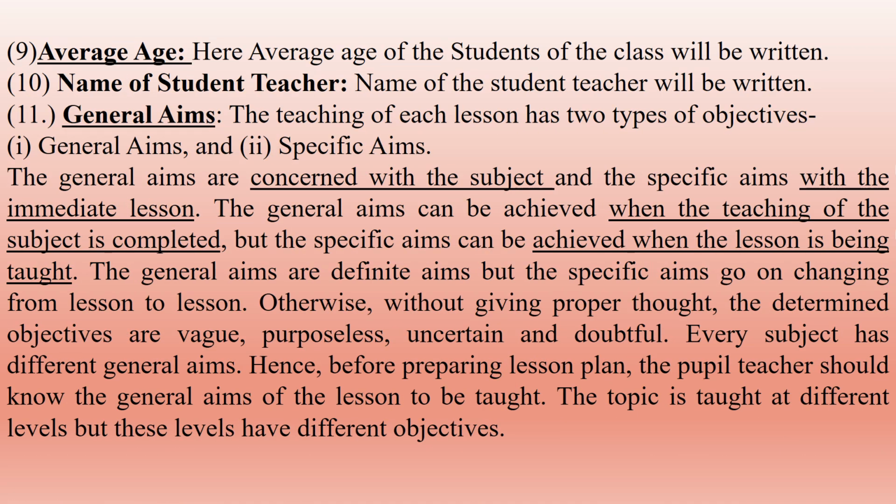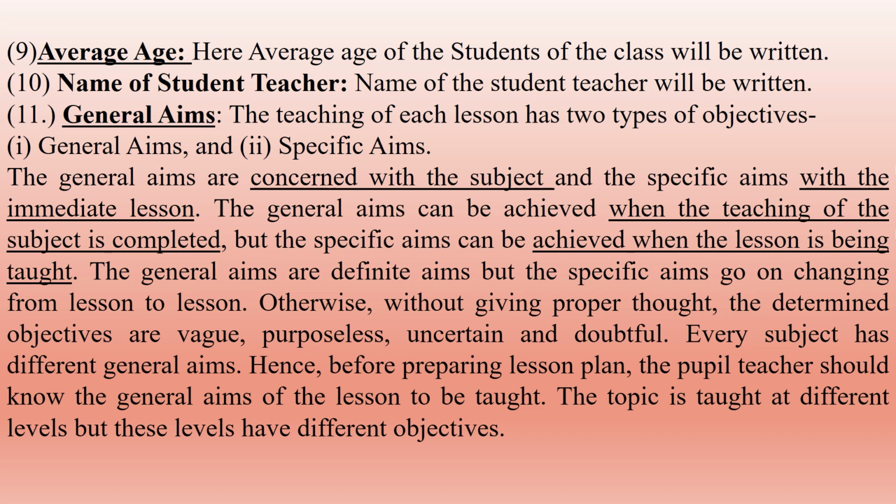The next subheading is the average age of the students. Here, average age of the students of the class will be written. After the average age, the name of the student teacher should be mentioned. The name of the student teacher who will teach the lesson will be written over here.